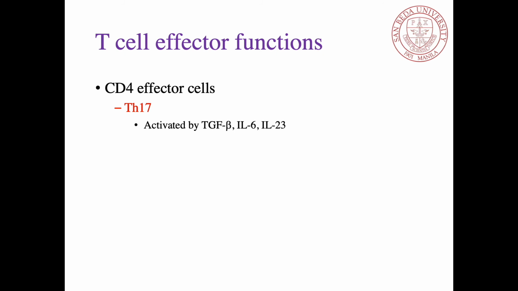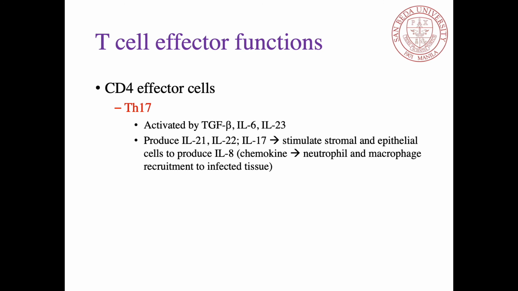So the emergence of Th17 type of effector cells follows activation by transforming growth factor beta, interleukin 6 and interleukin 23. Function-wise, your Th17 is the one responsible for producing a variety of interleukins, particularly interleukin 21, 22, and 17. Now, these particular interleukins stimulate stromal and epithelial cells to produce IL-8, which, as we learned in the previous video, is a very strong chemokine, right?